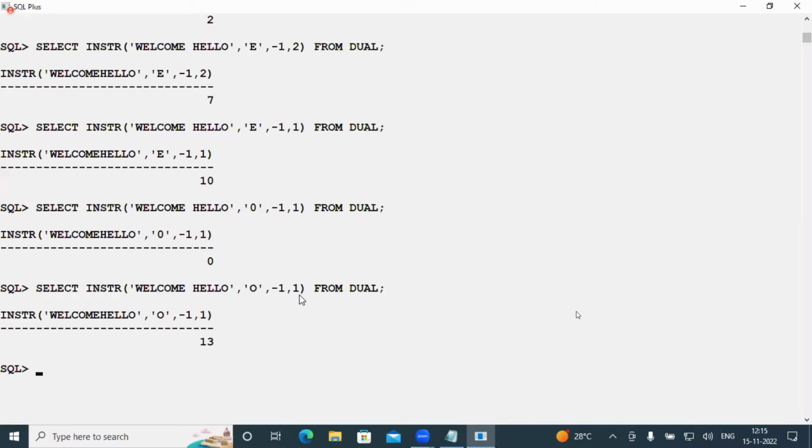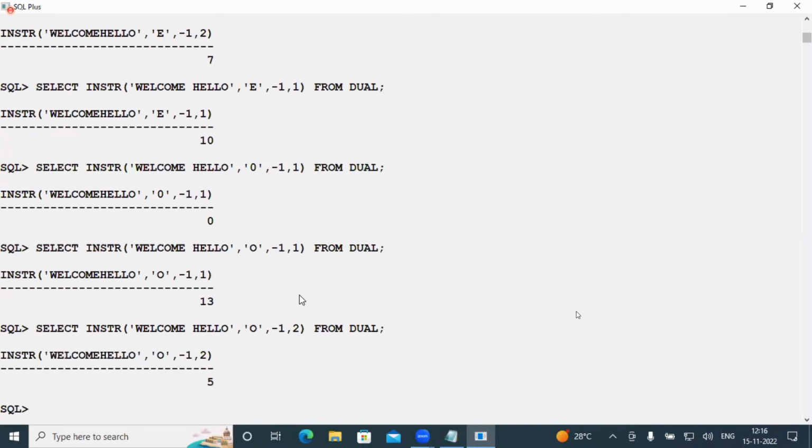Got it? Next, let you try. -1, that means from O, second O occurrence, how much? What is your second O occurrence? 5. Okay, right. So this is the way in string will be working. There is a little bit of confusion, but once you do some practice on this, you can easily understand.